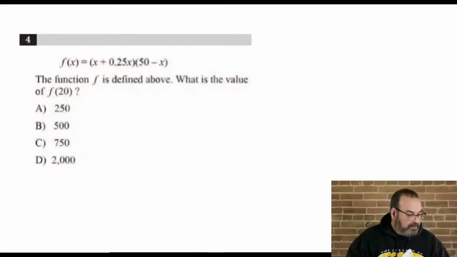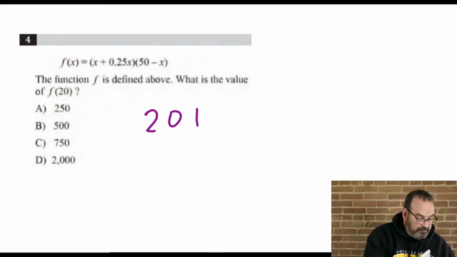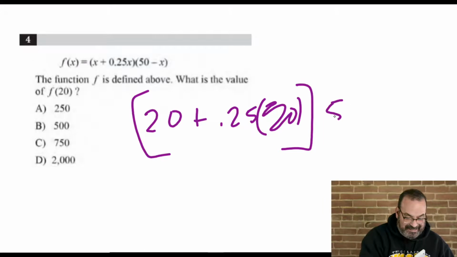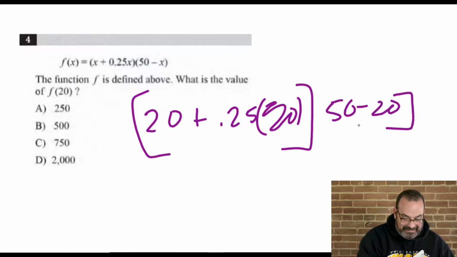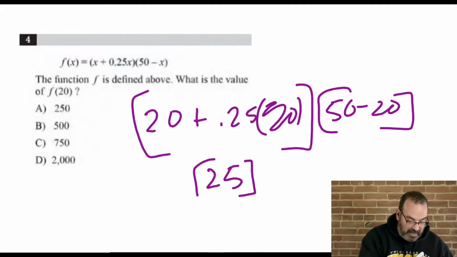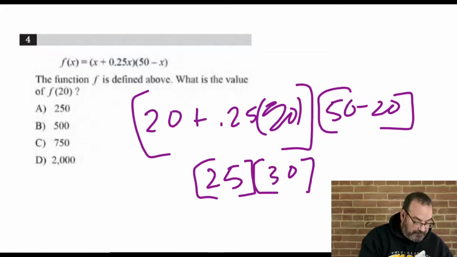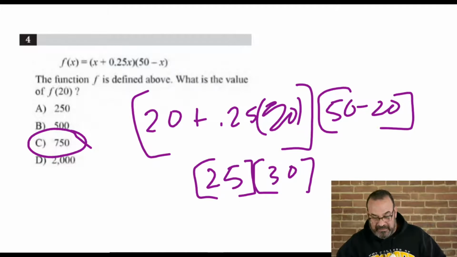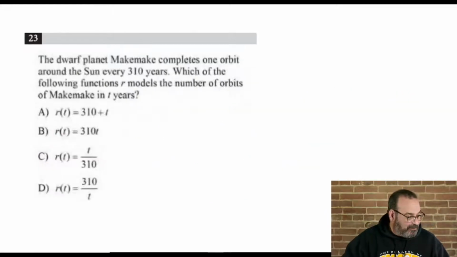Function of 20. That means put in 20 plus 0.25 of 20. I was going to do this one in my head. Let's do it in my head, and then we'll do it on a calculator. 20. What's a quarter of 20, which is 5? 25 times 30, 750. Yep. I did it in my head. Yay, Phil. Go, Phil.